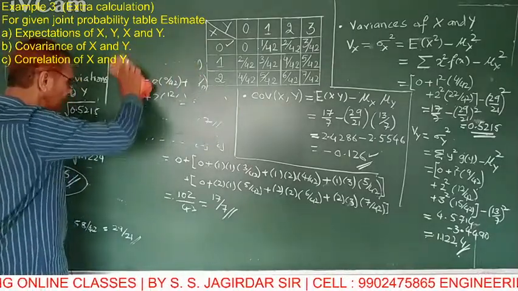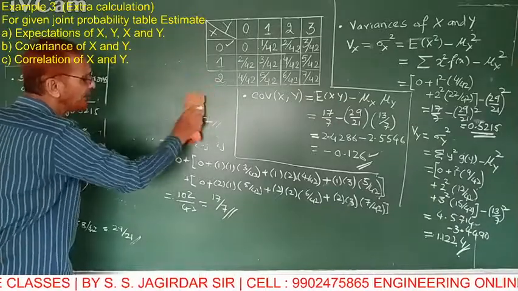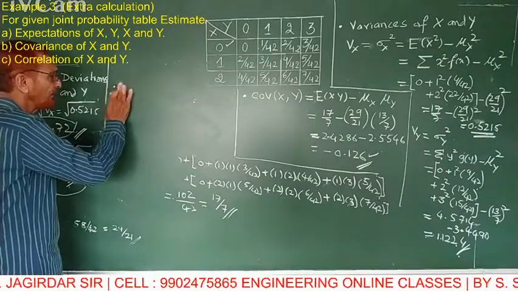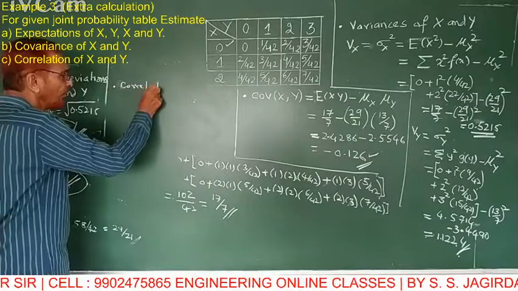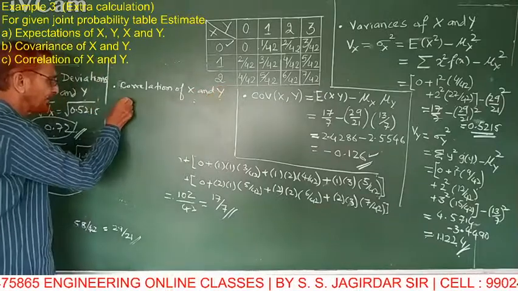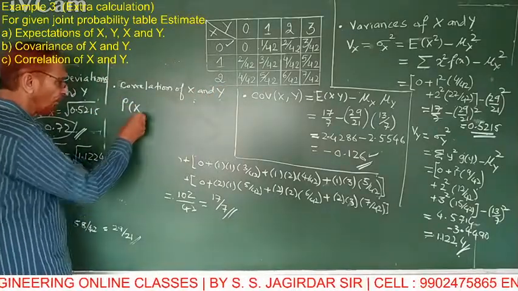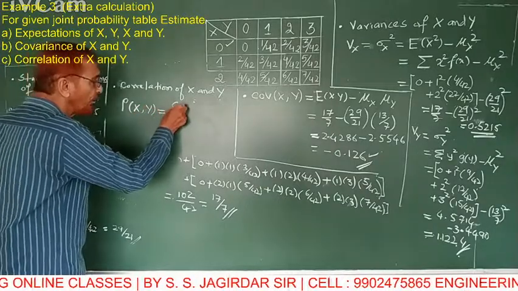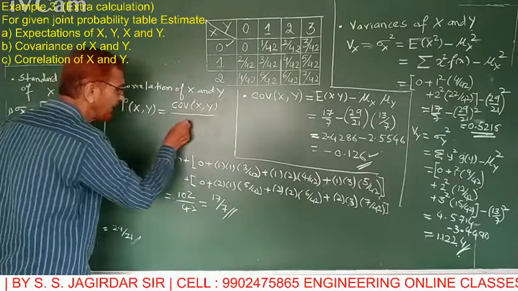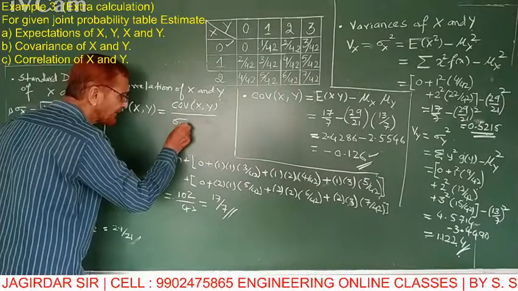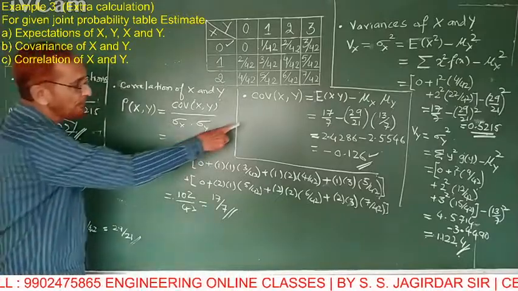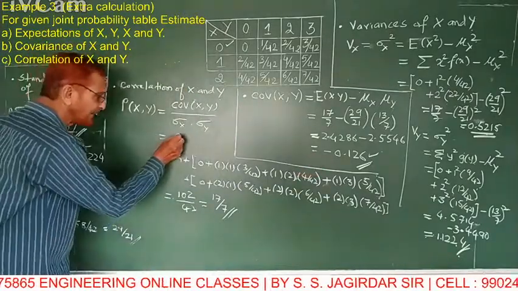So what is the formula of correlation? Already in theory we have discussed. The correlation of x and y is given by the symbol rho of x comma y, which is equal to covariance of x comma y divided by the standard deviation of x into the standard deviation of y, and all these quantities are available.